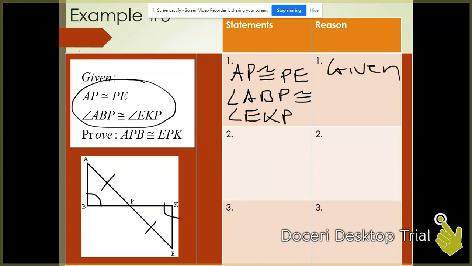All right, looking at our diagram, we have a side and an angle, which is not enough, but we can see that our triangles are connected, which means that we do have a set of vertical angles. So I would go ahead and mark those. So for my statement, I have to name those two angles. I would name the left angle as angle APB, and that's going to be congruent to the angle on the right, which would be angle EPK.